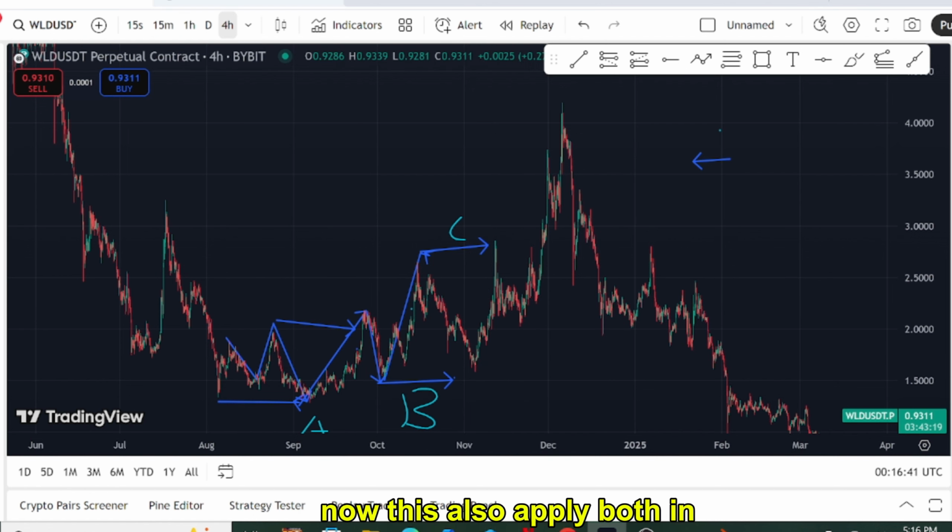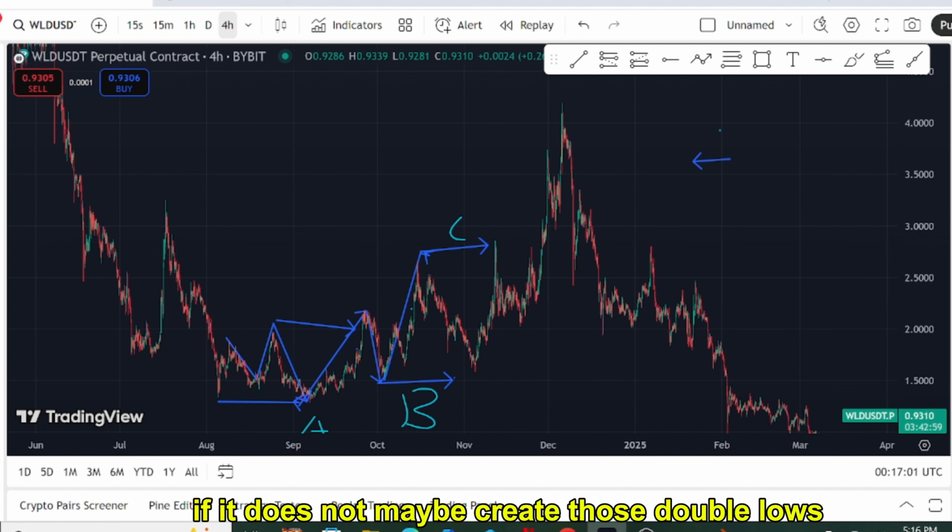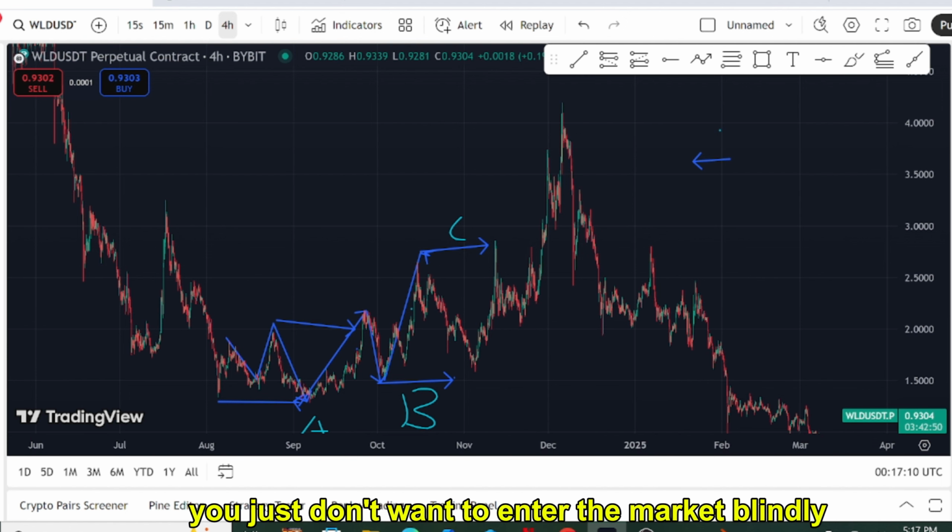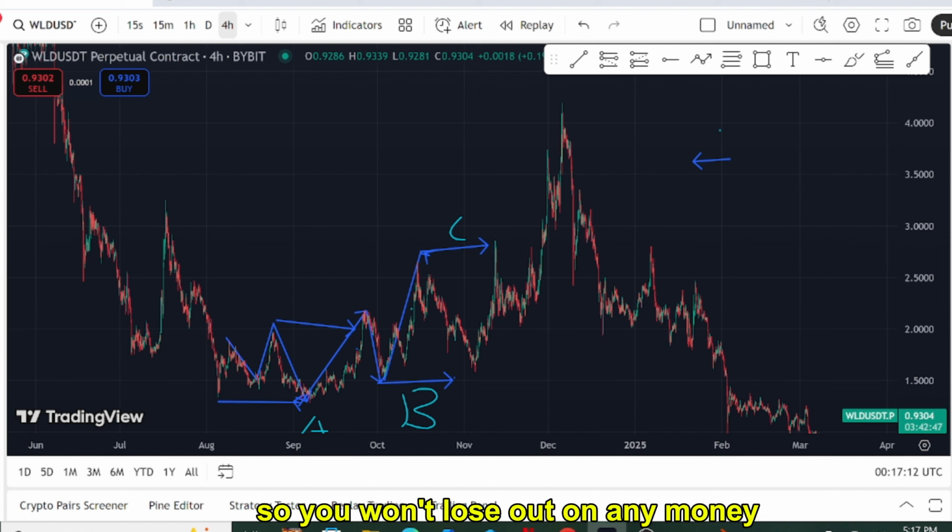Now this applies both in a bearish trend and in a bullish trend. Now all you have to do each time you see any chart pattern is look out for the first sweep, then you mark it out. If it does not create those double lows and those double breaks of structure, you just have to mark it out and then wait and keep checking. You just don't want to enter the market blindly so you won't lose any money. So I'm going to show you guys another pair and then wrap it up from there.